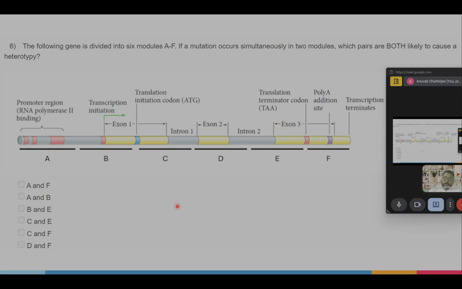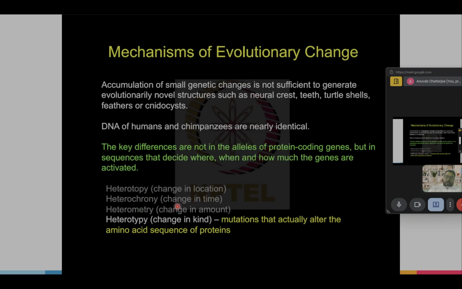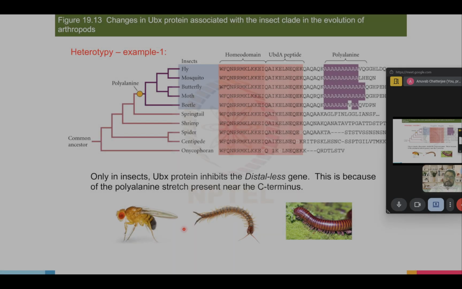Okay, let us look at it. So what is heterotopy? Heterotopy, as I said, is mutation that actually alters the amino acid sequences of the protein. So these need to be specifically in the exon part of the mRNA. Any changes in the exon can actually give rise to heterotopy. So here's an example of heterotopy.